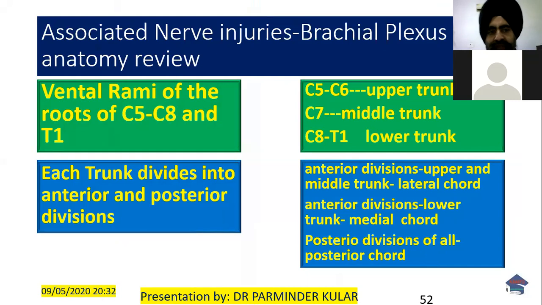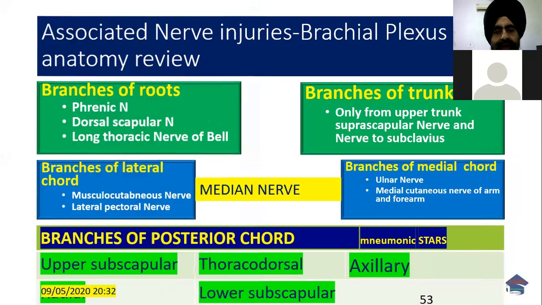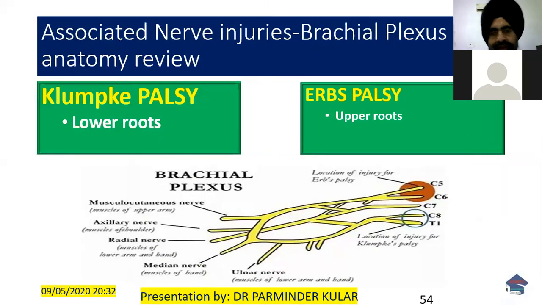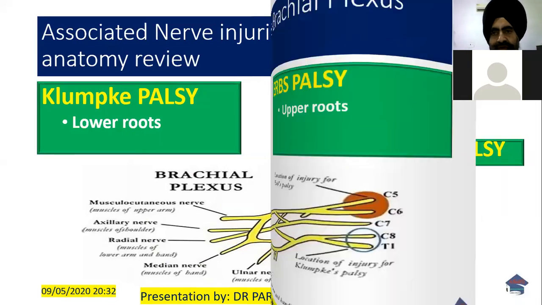Associated nerve injuries, brachial plexus injuries. You all know about the brachial plexus, the roots, trunks, and the divisions, and the common lesions from where the nerves originate. You have to memorize these branches of the posterior cord. I would like to stress it is commonly remembered with the mnemonic STARS. Then we have the Klumpke's palsy and the Erb's palsy. Klumpke's is of the lower roots and Erb's is of the upper roots.